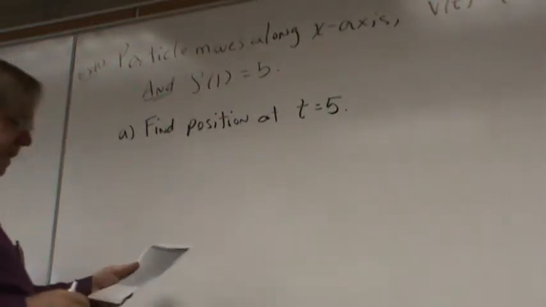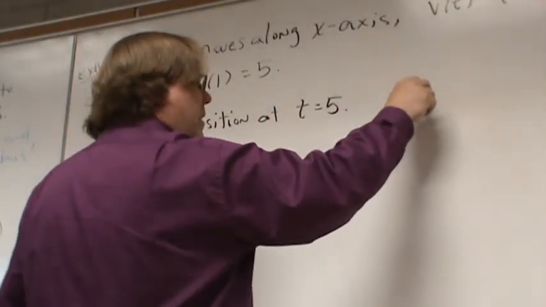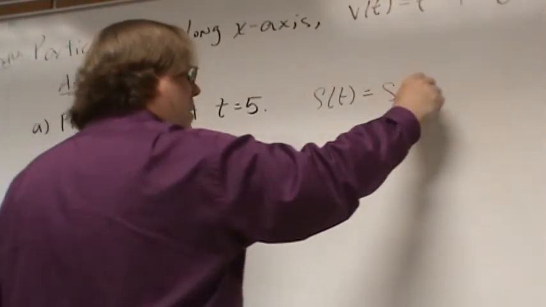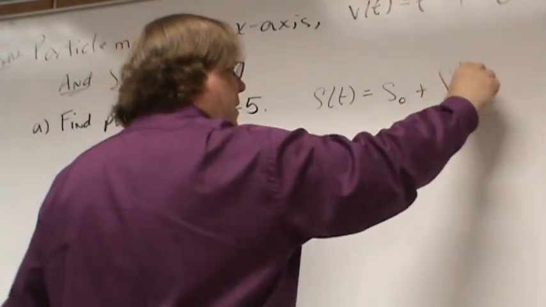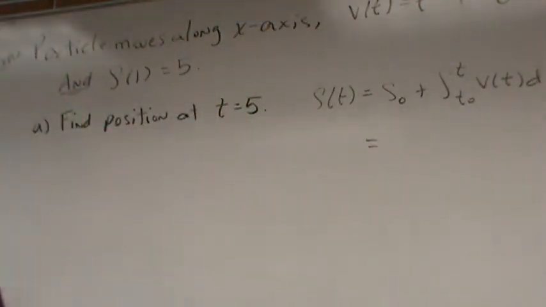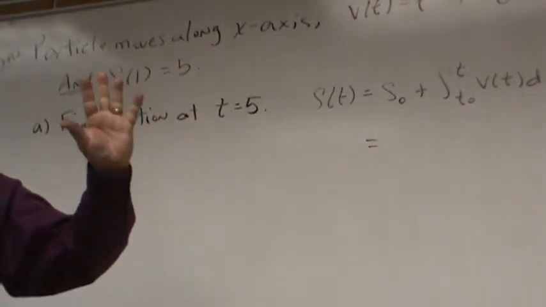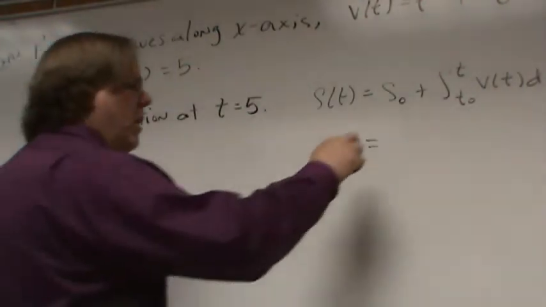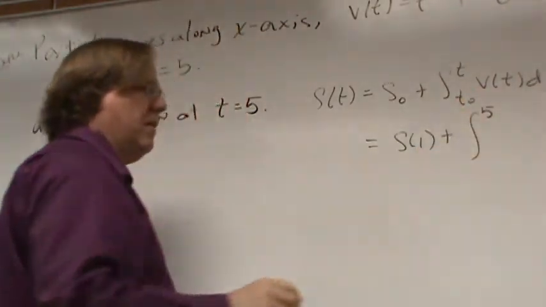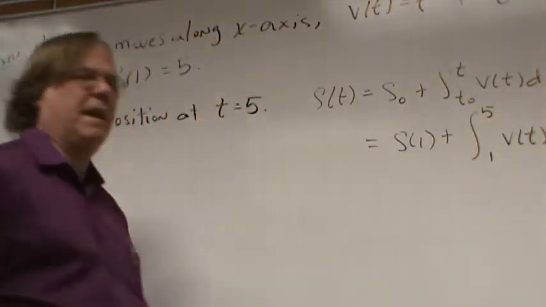I'm really short-circuiting this part of the problem, but we'll see if you get it. I'll give you a hint. S of t equals S naught plus the integral from t naught to t of v of t dt. But in this case, what am I going to have to put here for S naught, my initial position? S of what? Yeah, it ends up being S of 1. This is S of 1. So what's this integral going to have to be from what to 5? Yeah, from 1 to 5. Okay, now you guys do the rest.